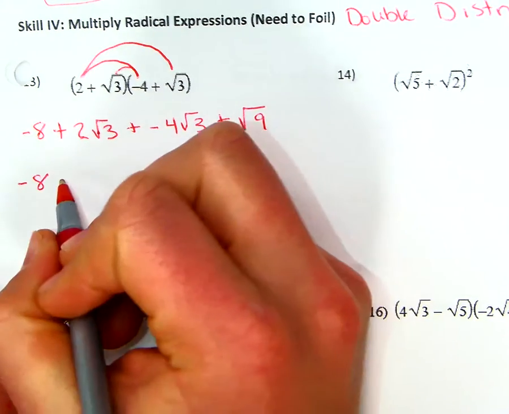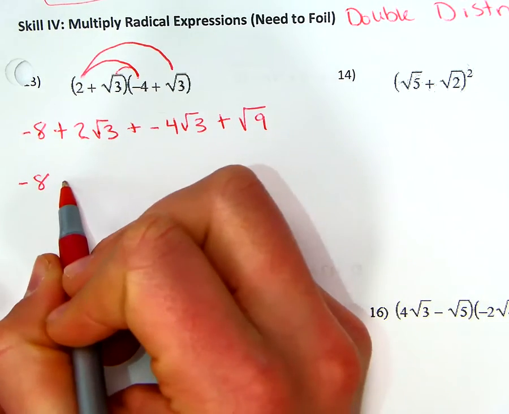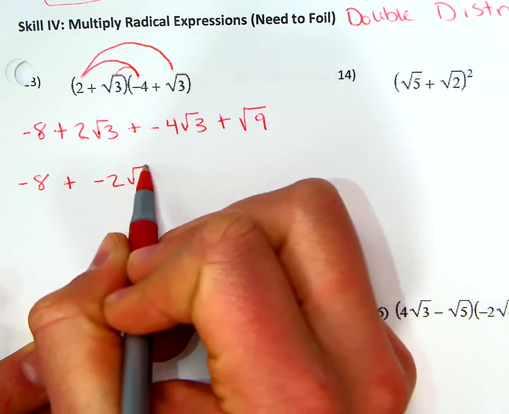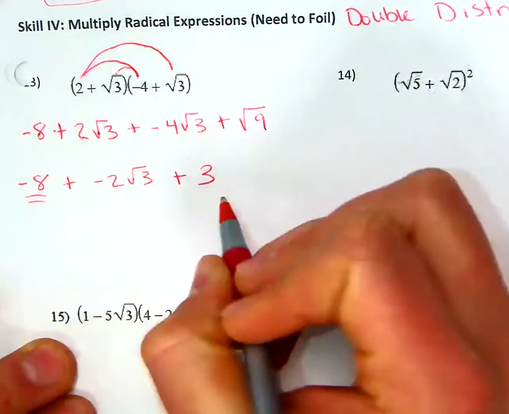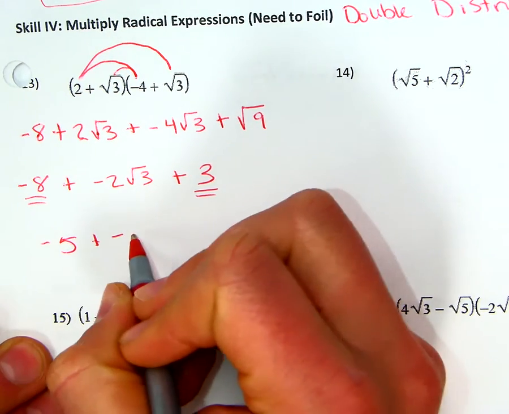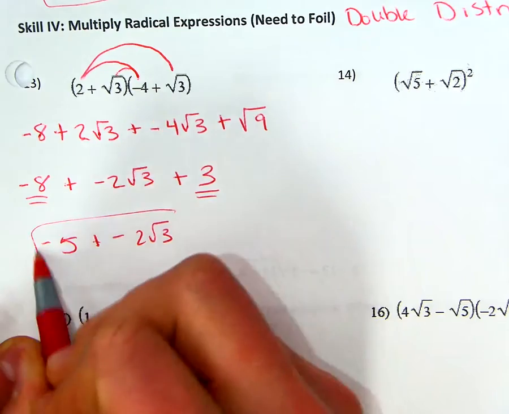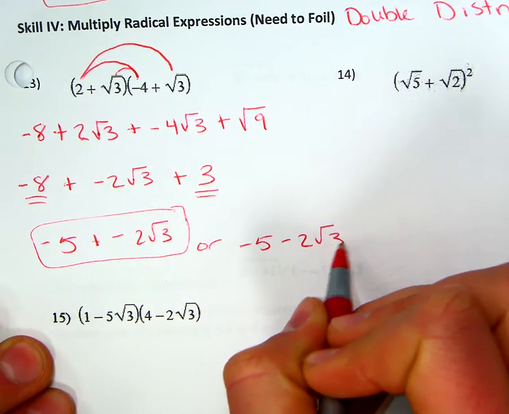All right, we can do a little bit of simplifying here. So we have -8. I can simplify this. So that would be plus a -2 times the square root of 3, plus the square root of 9 is 3. Well, I can combine these now. So that's -5 plus -2 times the square root of 3. You could leave your answer like this, or you could just say it's -5 minus 2 times the square root of 3.